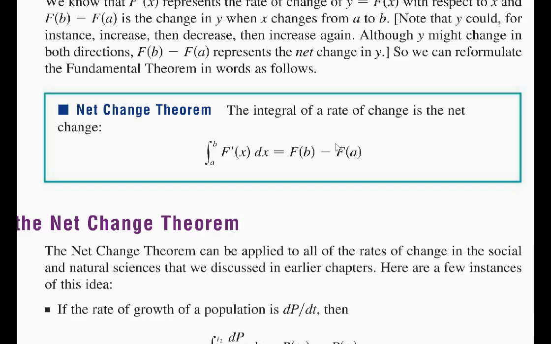If you're going 60 miles an hour and you have 4 hours to travel, how far can you go? Well, you can figure that out pretty easily. 60 miles an hour for 1 hour, 60 miles an hour for a second hour, a third hour, a fourth hour. It's going to be 240 miles total. That is the net change theorem.